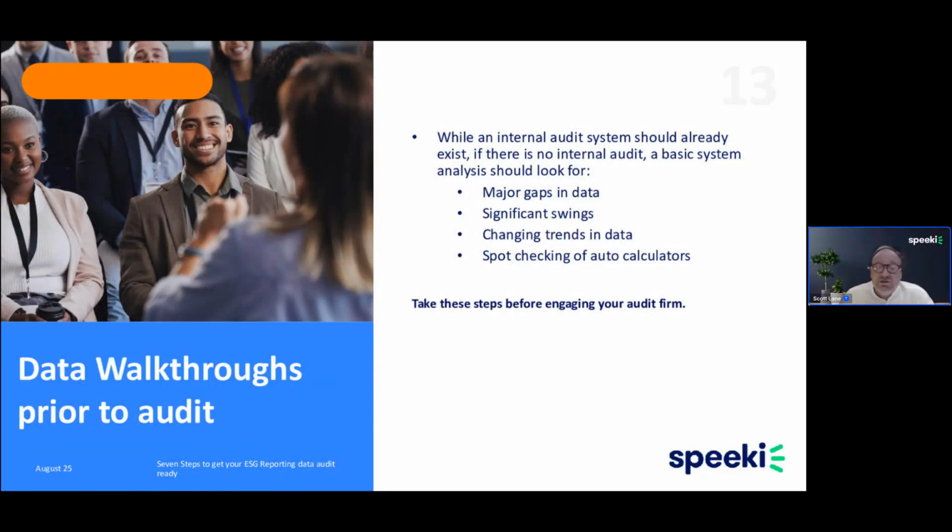Now, the final area, which is related to the internal audits, is we'll do a walkthrough. I mean, before it gets to the external audit, I'll have a look at some major gaps, major swings, major trend changes. Look, this is not a full-blown audit. We don't have time. We are going to be doing limited assurance, which means I'm looking for things that don't look right. I'm looking for things that don't make sense to me. So if there's major swings, there's zeros, there's gaps, there's changes from year to year, which can't really be explained, that's what I'm looking for.